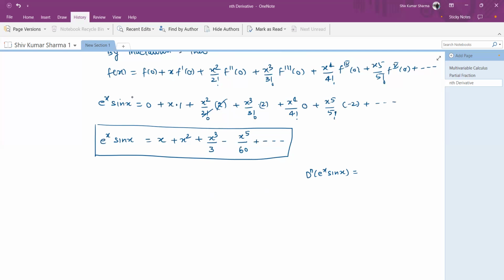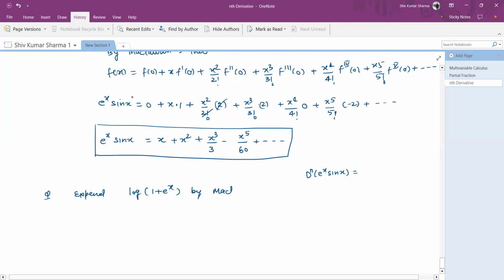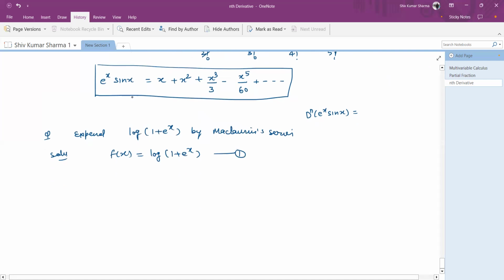Now we take one more problem related to that. Expand log(1 plus e raised to the power x) by Maclaurin series. Here we use f(x) equal to log(1 plus e raised to the power x). So this is our equation number 1.